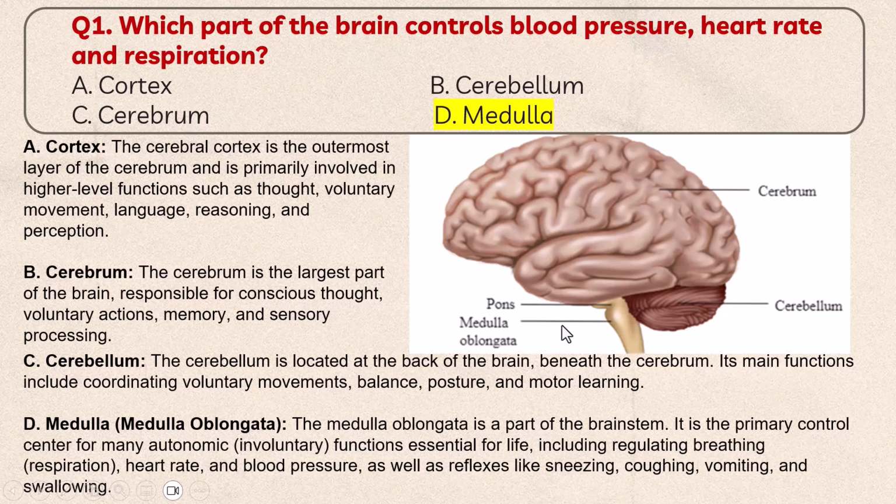When you take the medulla, or the medulla oblongata, it belongs to the part of the brain stem. It is the primary control center for many autonomic, that is, involuntary functions essential for life, including regulating respiration, heart rate, and blood pressure, as well as reflexes like sneezing, coughing, vomiting, and swallowing. All are controlled by the medulla oblongata. So the correct answer is D.